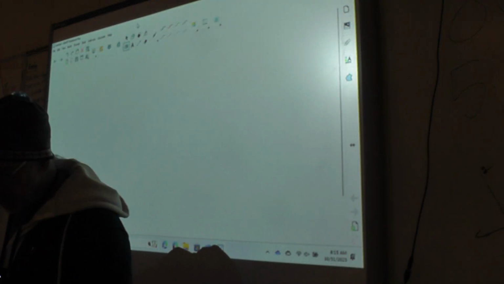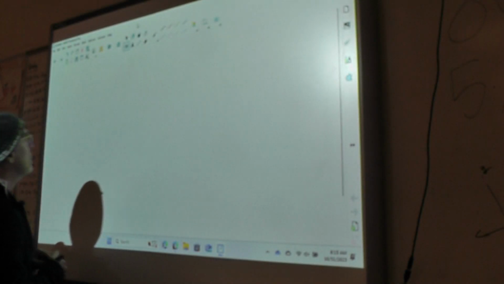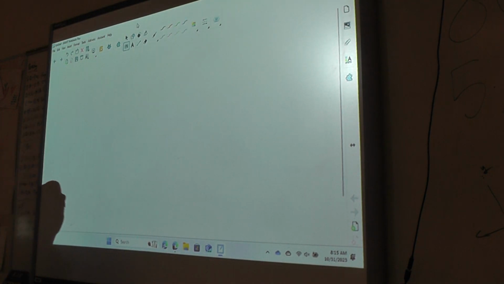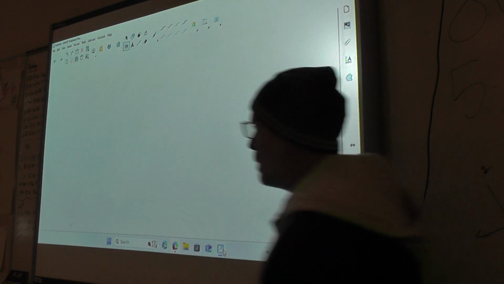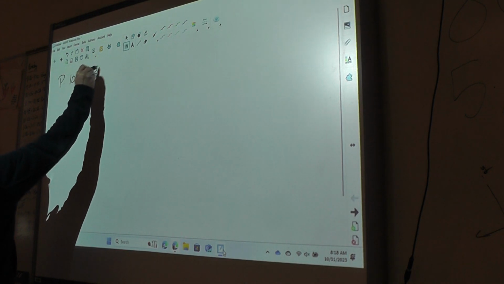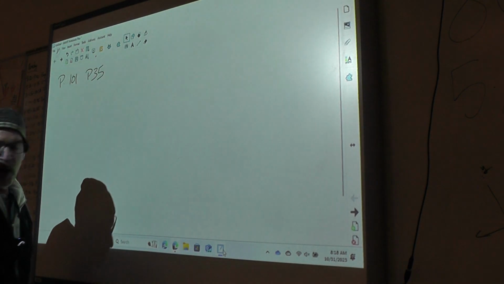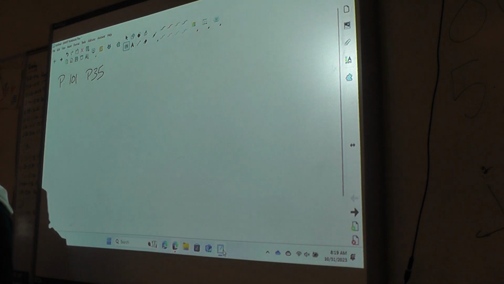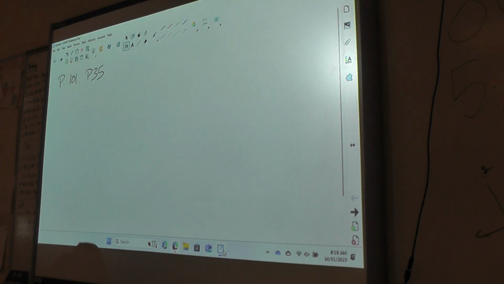So let's start with this. This is problem 35 on page 101. And in this problem, the key that I want you all to see as we start expanding our scope of projectile motion problems is that the framework stays the same. We start by drawing a picture.